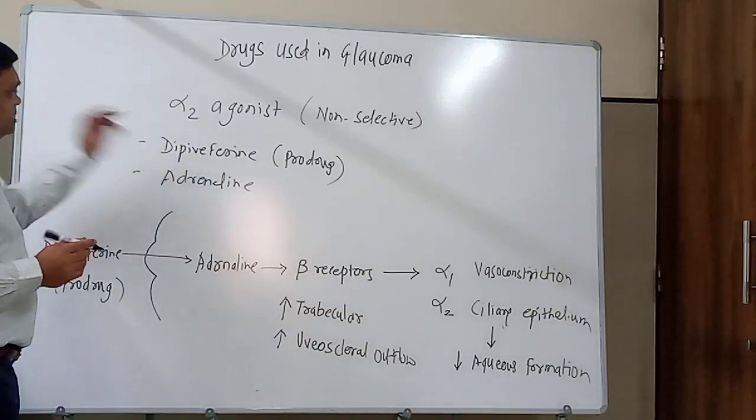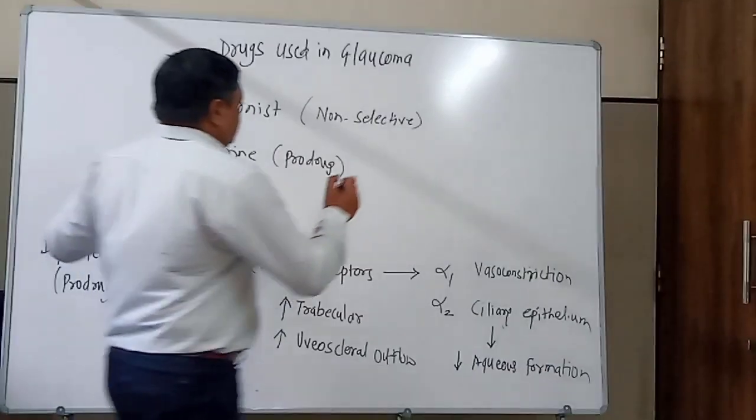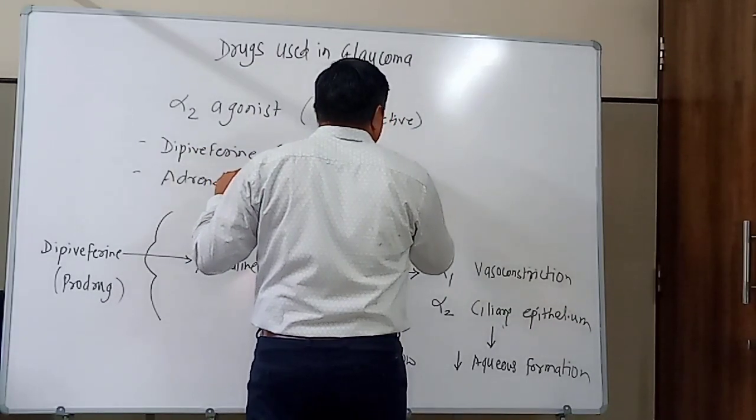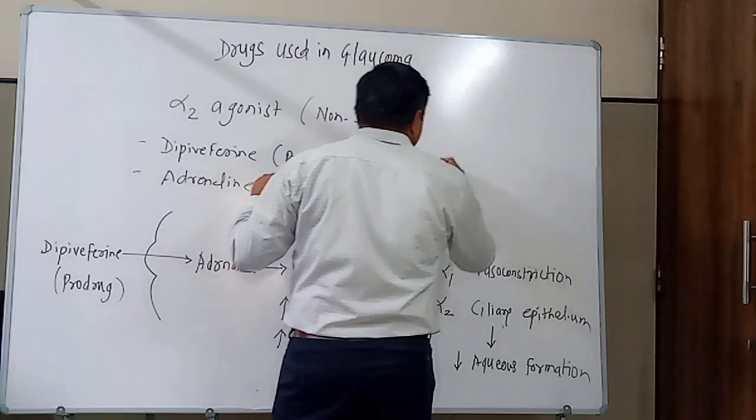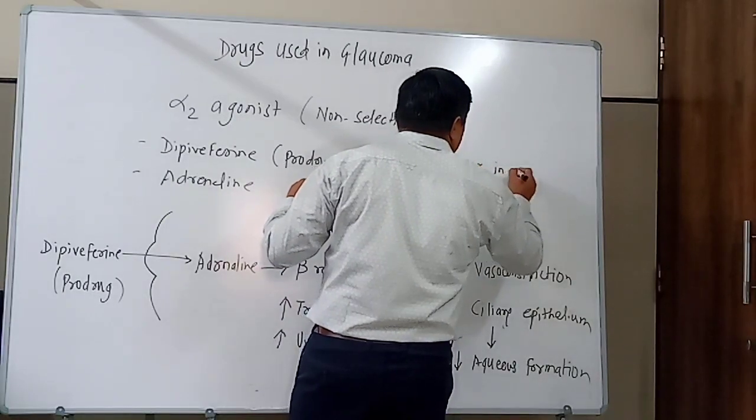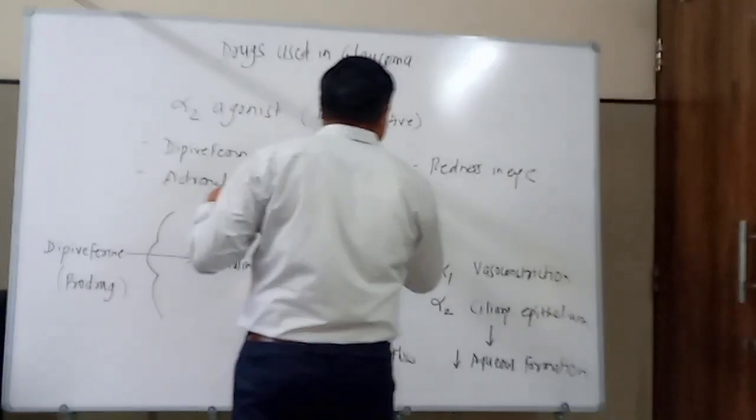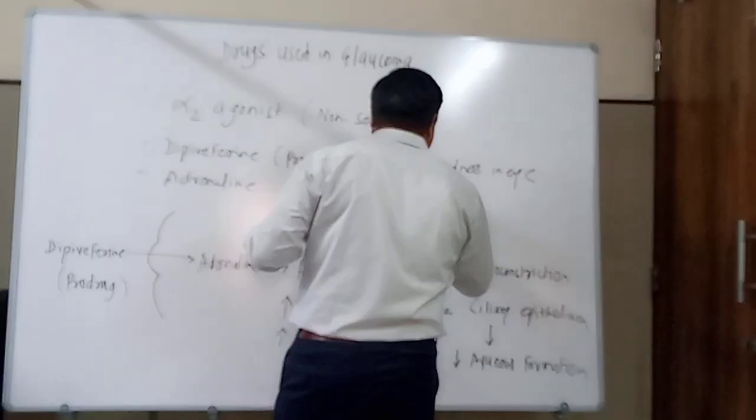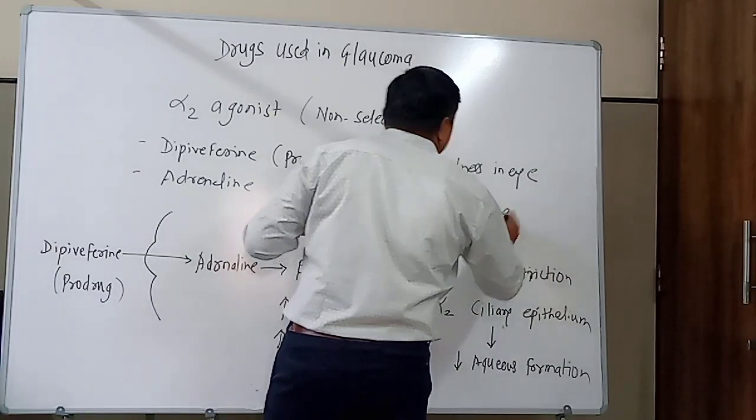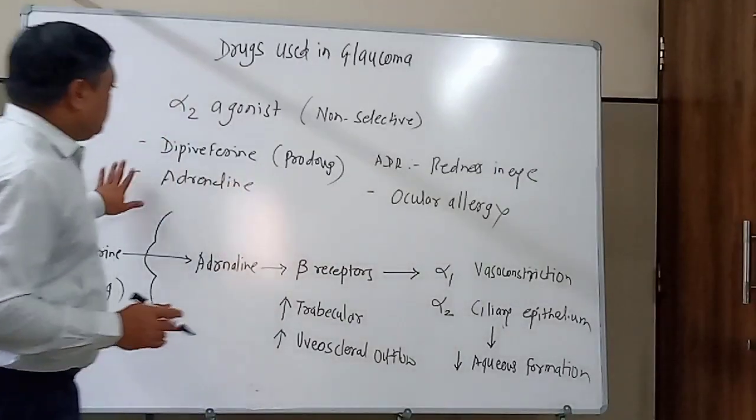Adverse drug effects of adrenaline are redness in the eye and ocular allergy. These two are the adverse effects of this group.